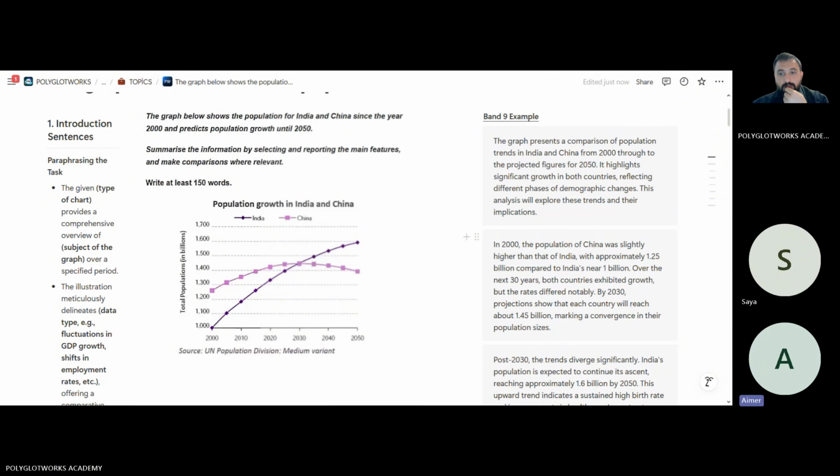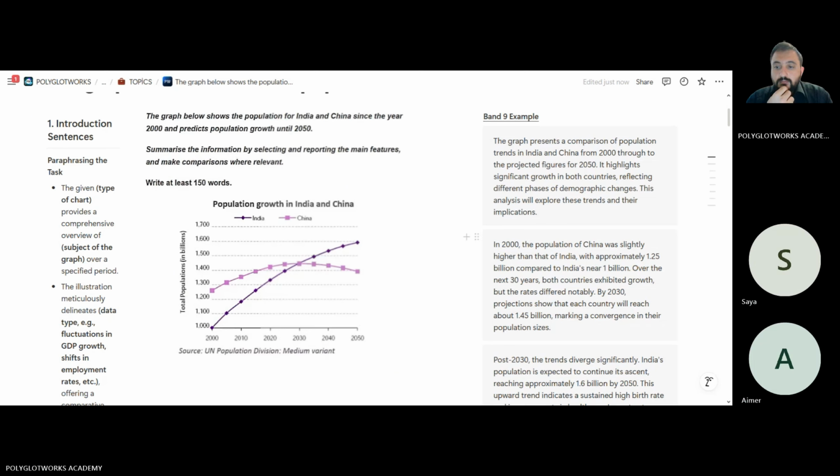The given graph presents compared. In 2000, the population of China was slightly higher than that of India, compared to India's near 1 billion over the next 30 years. Both countries grow, but the rates differed totally. By 2013, projections show that each country will reach about 1 billion, marking a convergence in their population size.